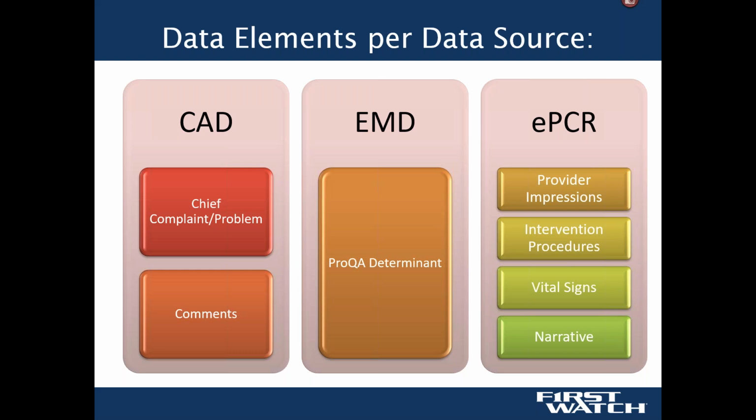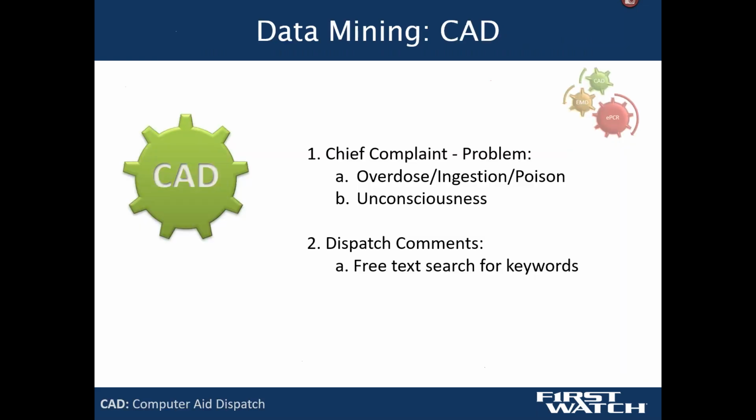Once we had these data elements, we went back to our original data and started doing some data mining. With CAD, specifically on the data element of chief complaint, what descriptions do we need to take into consideration to form this sort of master opioid overdose case definition? Well, we needed to include, of course, a chief complaint that talked about overdose, ingestion, or poison, a person that was labeled as unconscious, and within the dispatch comments, we needed to do a free text search. Once we hit EPCR data, I'm going to talk a little bit more about this keyword search. So that's from the CAD side.